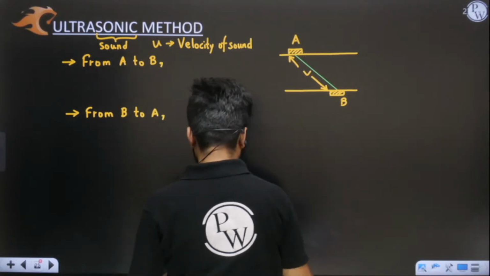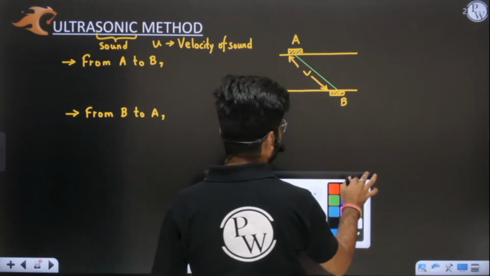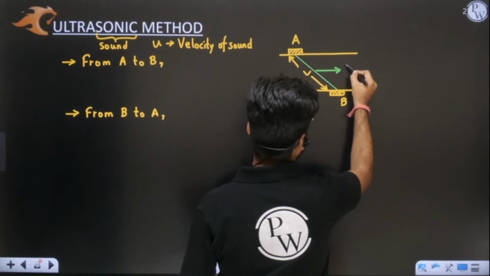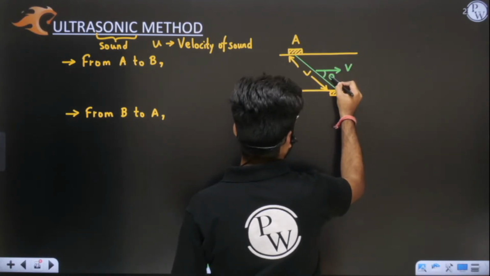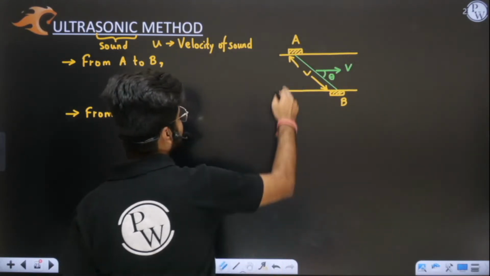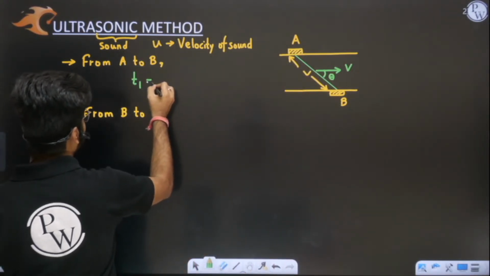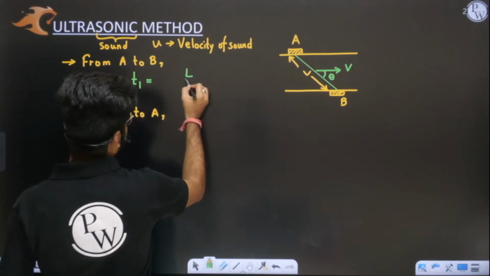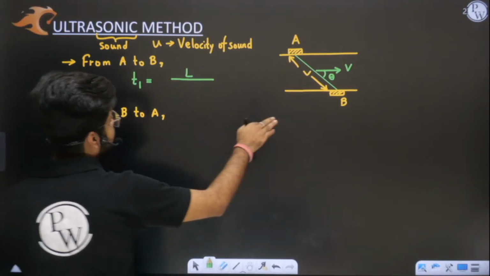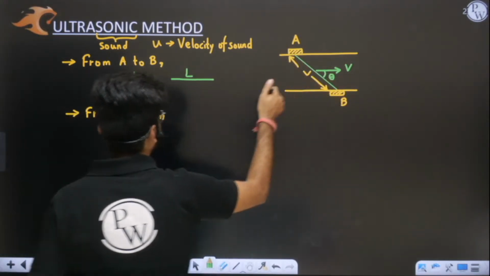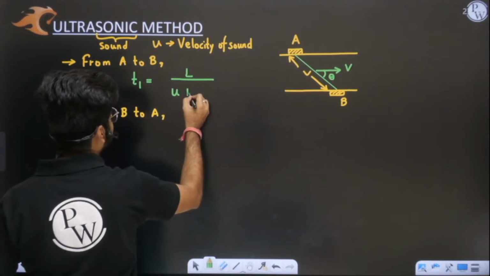Let us imagine the velocity of the river is V, and let us say this angle is theta. Now when you are coming from A to B, how much time will my sound take? Time is distance upon speed. Distance is L. Speed will be C. This sound is coming with the speed U.